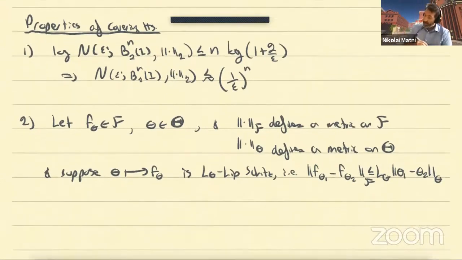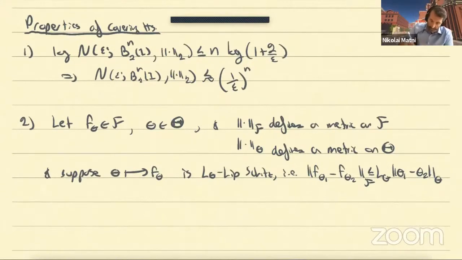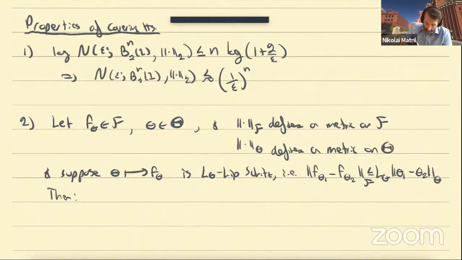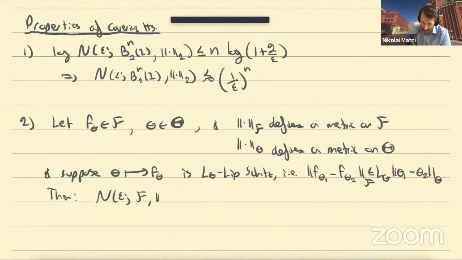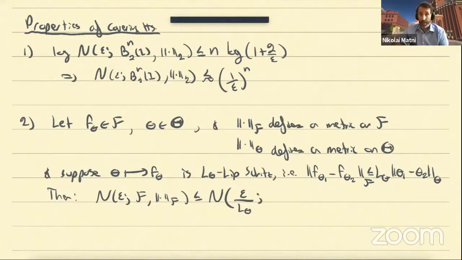So my claim then is that we have that the covering number of F with respect to its norm is less than or equal to a suitably rescaled, finer gridding of the underlying ambient space, where the rescaling is defined by the Lipschitz constant.